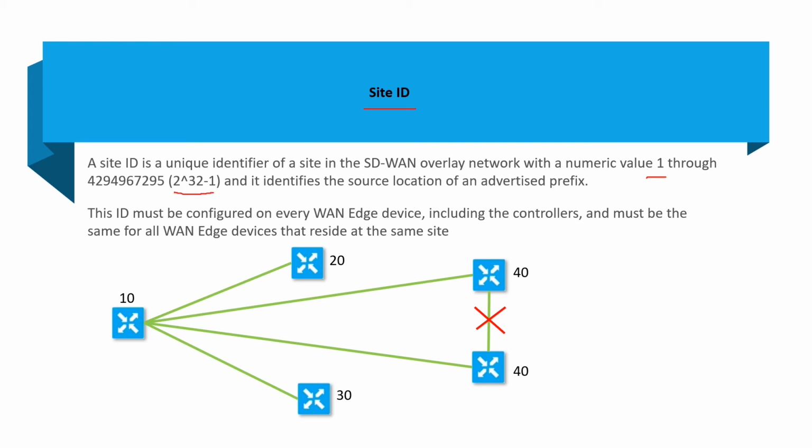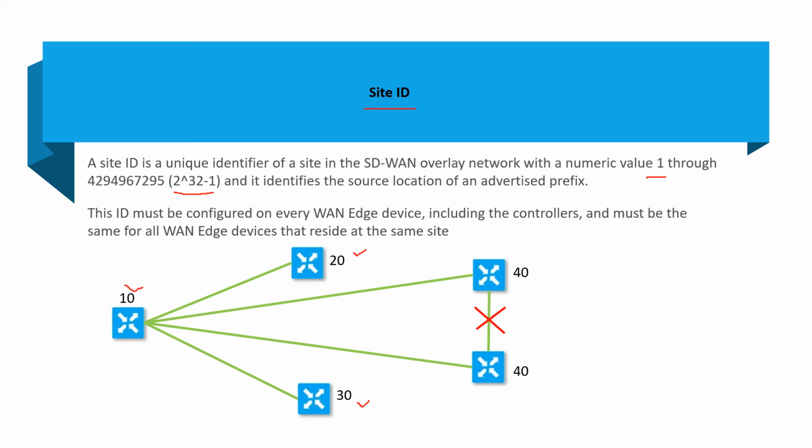And it identifies the source location of an advertised prefix. Very, very similar to BGP and OSPF. The ID must be configured on every WAN edge device. So if this is my first edge, I have given the site ID 10. This is the second edge device where the site ID is 20, this is 30.